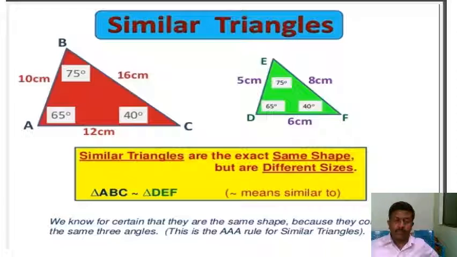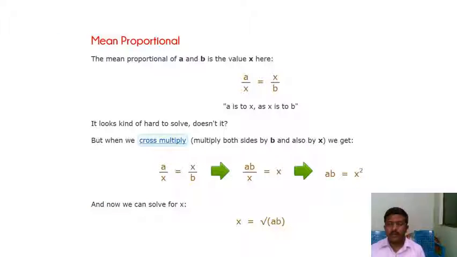Look here towards the measurements of angles. Angle A is 65 degree, angle D is 65 degree, angle C is 40 degree, angle F is 40 degree, angle B is 75 degree, angle E is 75 degree. So the angles are the same and sides are proportional. Hence, these two triangles are similar. This is the sign of similar. We also know the AA test, SAS test, SSS test of similarity of triangles.